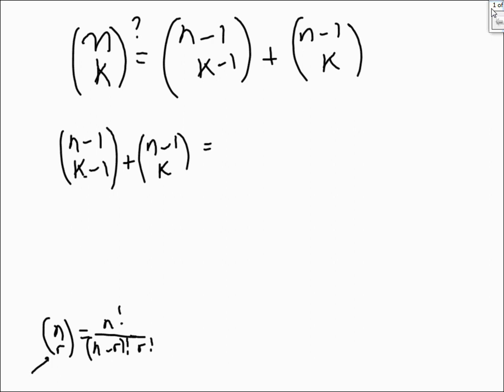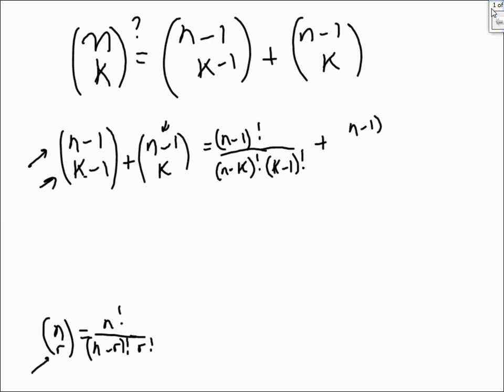So what we get here is n minus 1 factorial divided by the difference between this number and that number, which is n minus k factorial times k minus 1 factorial, plus this number factorial on top, the difference between them, n minus 1 minus k factorial on the bottom, and k factorial on the bottom.